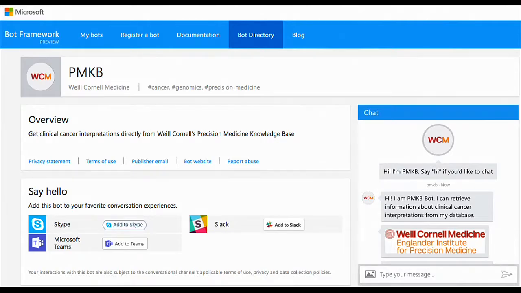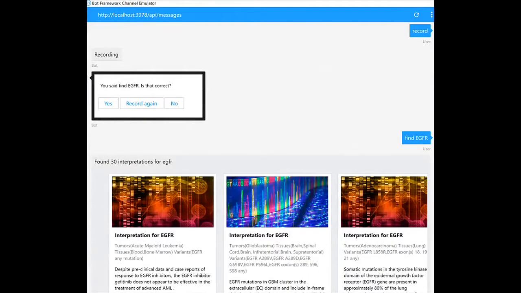I remember that one. There you go. I know, EGFR. It's only going to respond to those specific terms. So we got the flow working, made sure everything was working, and then we could add the natural language processing in.